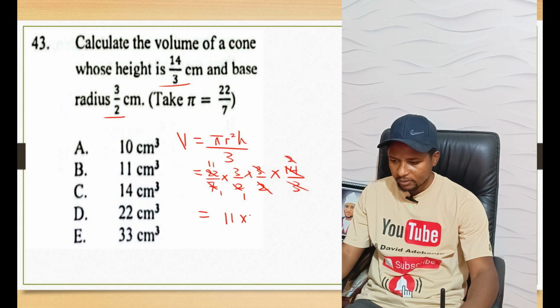11 times what? 3. Am I communicating? That is wrong. You know why? Because I didn't divide by this 3. This 3 was not reflecting anywhere. So don't forget to multiply by 3. So meaning I say I've divided by 3. 3 cancel 3. So my answer is 11. Don't fall cheaply to that trap. Divided by 3. This 3 must always appear in your calculation.